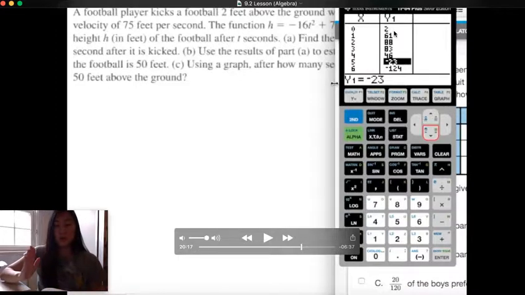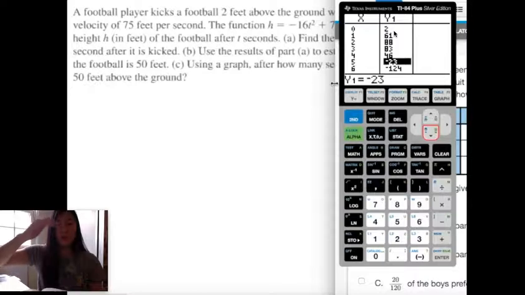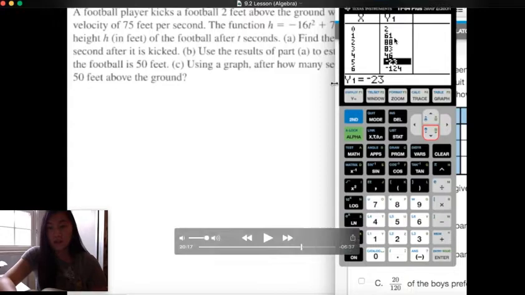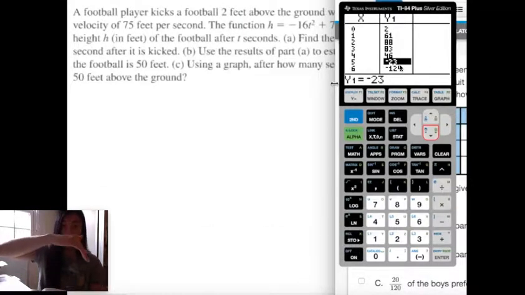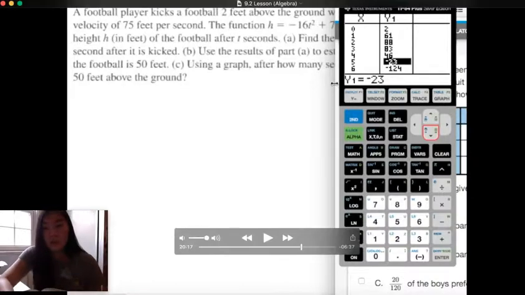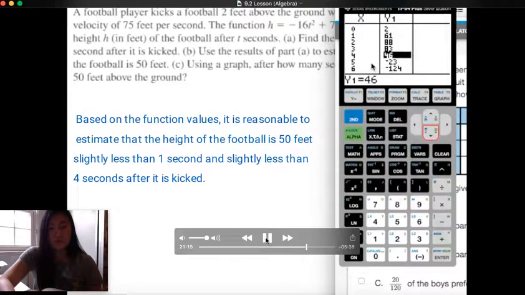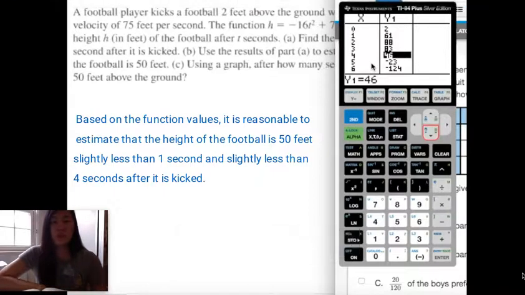Then obviously, let's say I threw a football, it goes up and then it has to come back down. So that's when it's going to hit 50 feet above the ground again, because it goes up past 50 and then comes back down to 50 and then to the ground. So that's here. Between 3 and 4 seconds, the football is 50 feet above the ground. So let's write that down. Here is the answer to part B. You can pause the video here and write down that small paragraph.